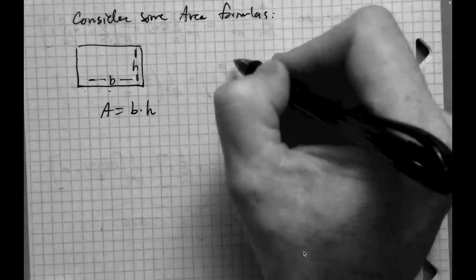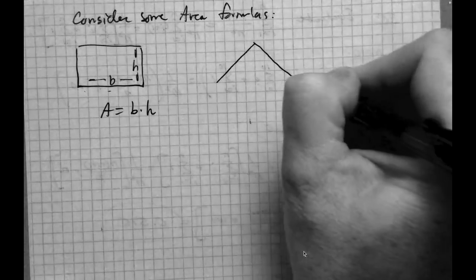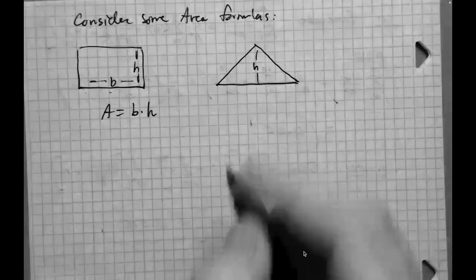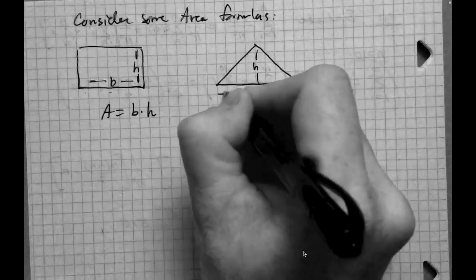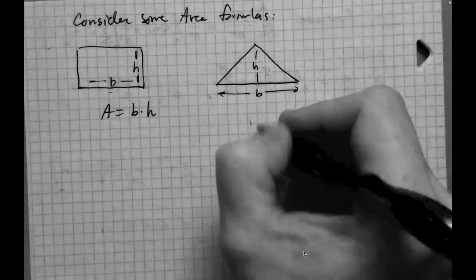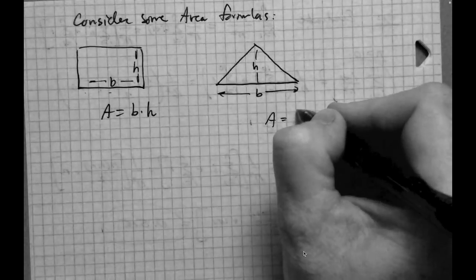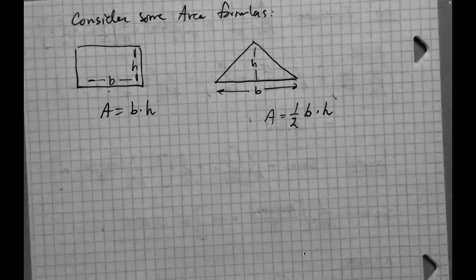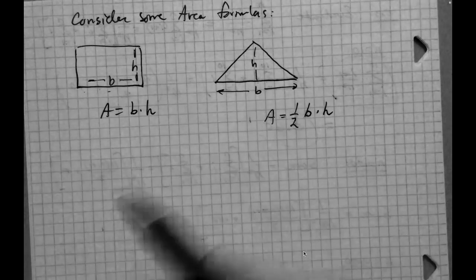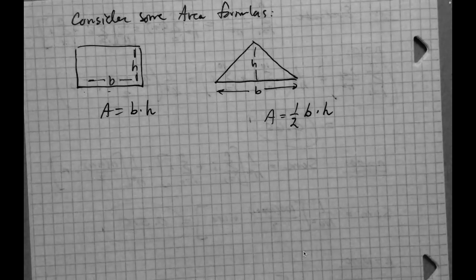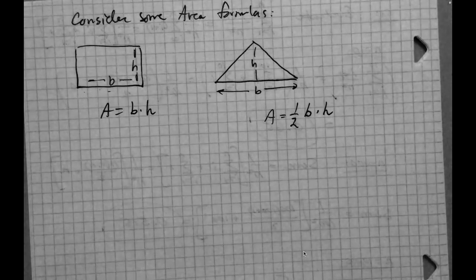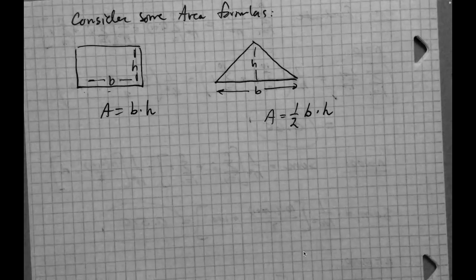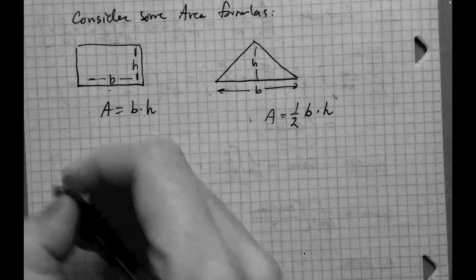Similarly for triangles, let's say we've got a triangle that looks like this, and there's a height specified for the triangle and also a base. If that happens to be the case, then you can easily calculate that the area is equal to 1/2 the base times the height. So these are the kinds of figures that we're used to calculating the area of up until now. And what about the area of a circle?